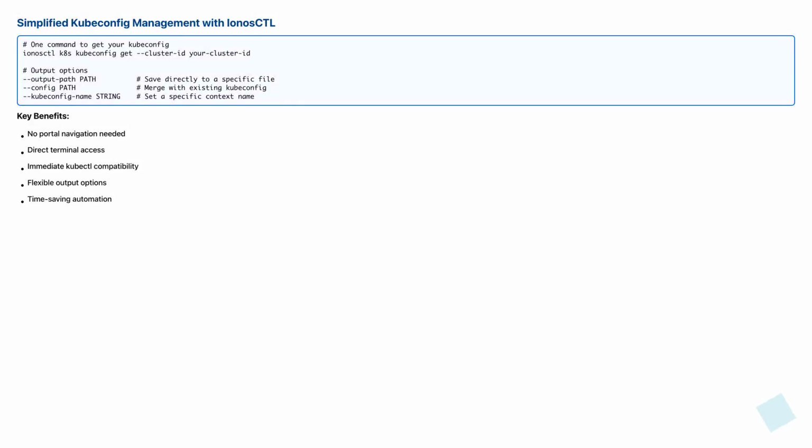That's exactly where Ionosctl shines. Instead of clicking through portals, you can just run ionosctl k8s kubeconfig get --cluster-id your-cluster-id, and boom, you've got your kubeconfig. You can pipe it directly to a file or into your automation workflows. Here's a pro tip. For CI/CD pipelines, you can use something like ionosctl k8s kubeconfig get --cluster-id ABC123 > myclusterconfig.yaml, and then export KUBECONFIG to point to that file. What I really appreciate about the Ionos approach is how it streamlines these operations without sacrificing security.